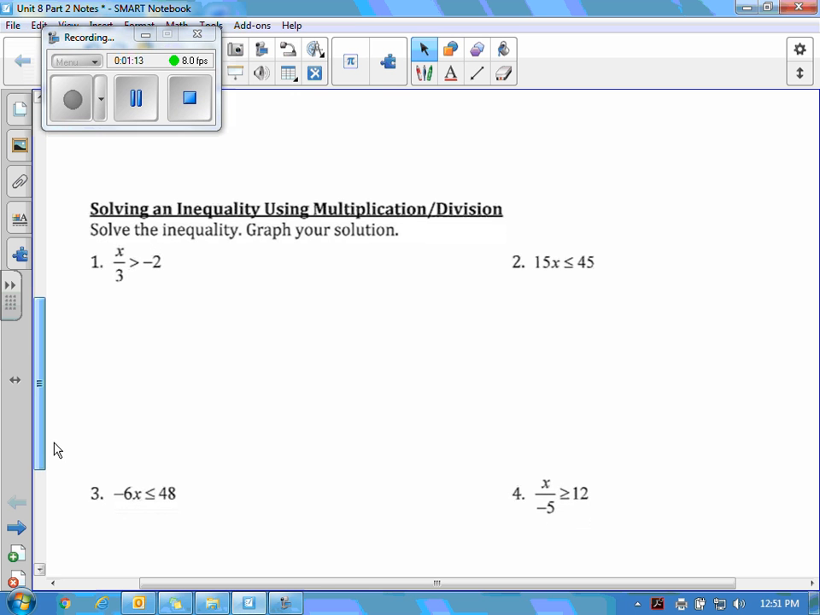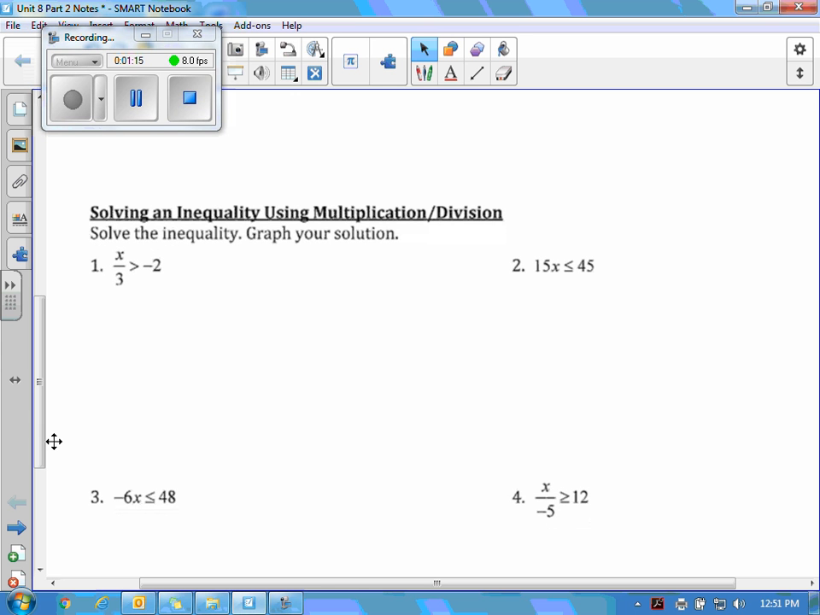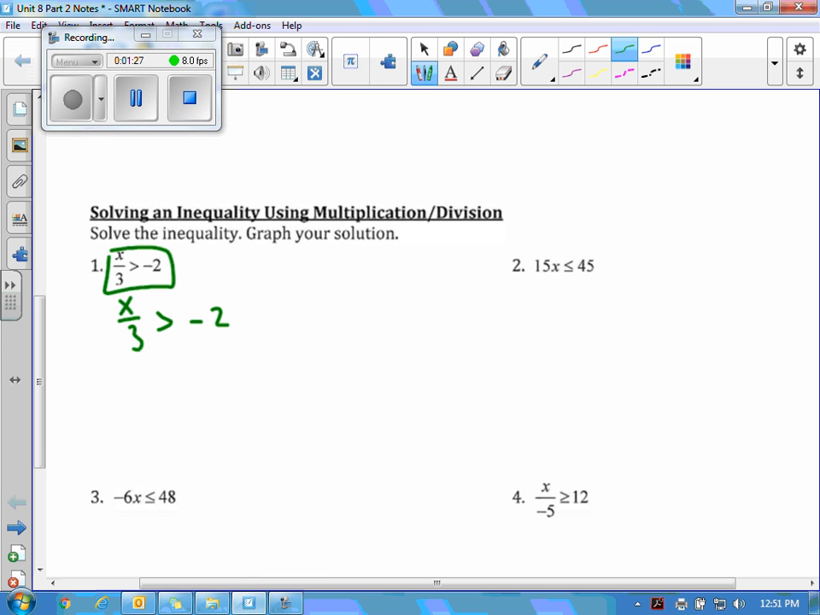Moving on to the next section, it says solve the inequality, graph the solution. I'm going to start these the same way I start all my inequalities and equations. I'm going to box and rewrite. So I have x over 3 is greater than negative 2. Now remember, when I have a fraction, that's division, so I need to do the opposite, which is multiplication. I'm going to multiply both sides by my denominator, which is 3 in this case. Those 3's will cancel out, so I get x is greater than negative 6 for my solution.